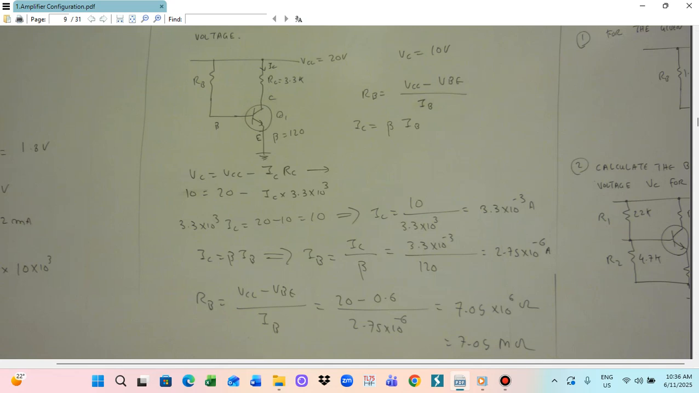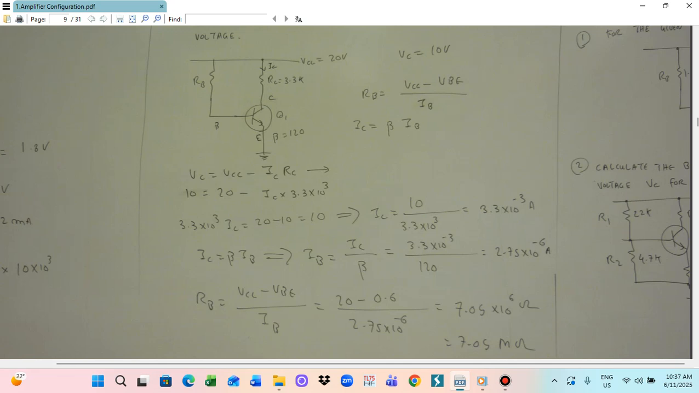And when you get IB, you will be able to calculate RB. RB is equal to VCC minus VBE divided by IB. VCC is 20 volt, VBE is 0.6, IB is 2.75 into 10 power minus 6. By solving this, we get 10.05 into 10 power 6 ohm, or 10.05 mega ohm. So this is the way we can calculate RB.